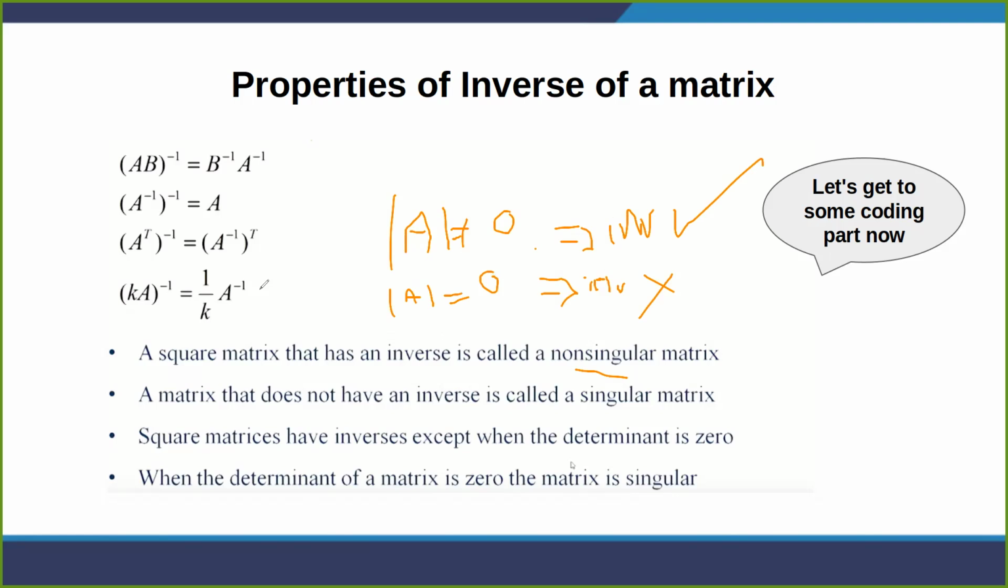Because if this is zero, then 1 upon A is 1 upon zero. So how do you define 1 by 0? You can't define it, right? So basically, this does not make sense. That's why you can't have that for the matrix, and that's why you'll have this kind of rules. Square matrices have an inverse except when the determinant is zero. When the determinant of a matrix is zero, the matrix is singular. You can't calculate the inverse, and it's a singular matrix.